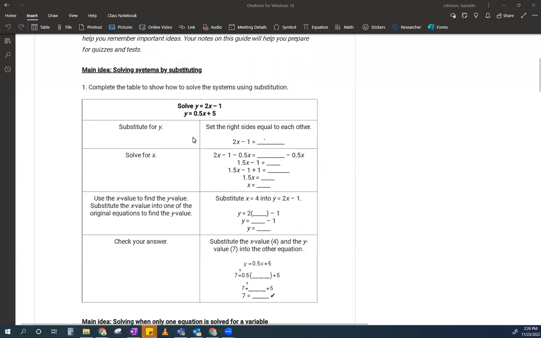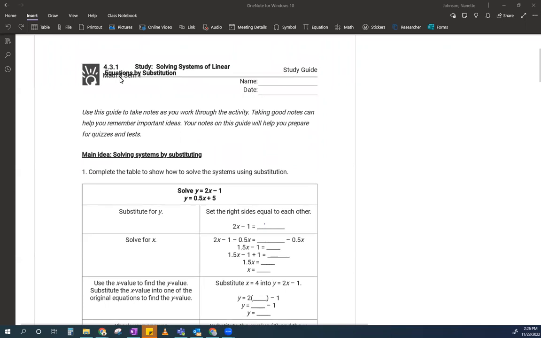Okay, so what we're going to do today is solving systems by substitution. And if you looked in the last video, we did it by graphing. The reason why this is so useful is because now we're doing it algebraically, and algebraically is a stronger case because when we're doing things algebraically, we can find our answer.